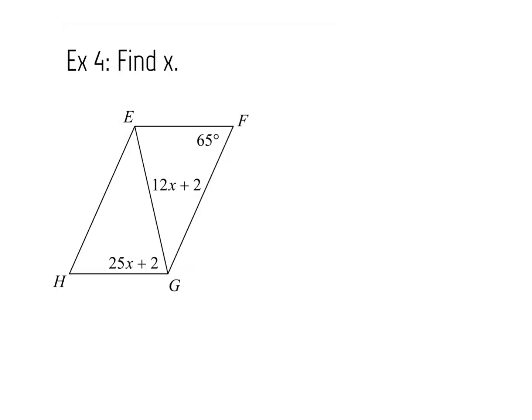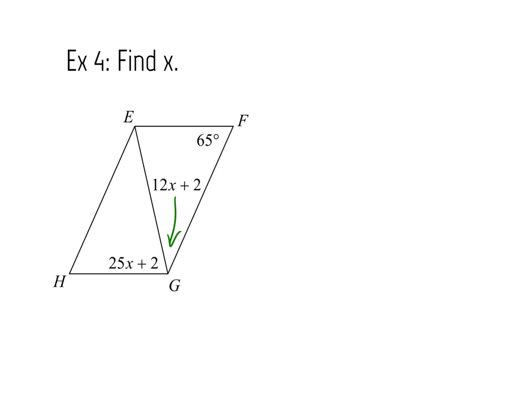So when we look at this, guys, all eyes up here. I have a 65, and I forgot to mark it, but that 12x plus 2, it's kind of hard to tell, but it's actually going down to that corner there. So when I look at that, I have the 65 in the top right corner. And then I have this line that splits this one in two parts. I have 25x plus 2, then I have 12x plus 2.